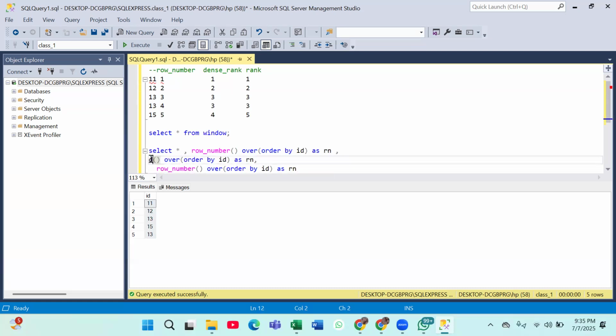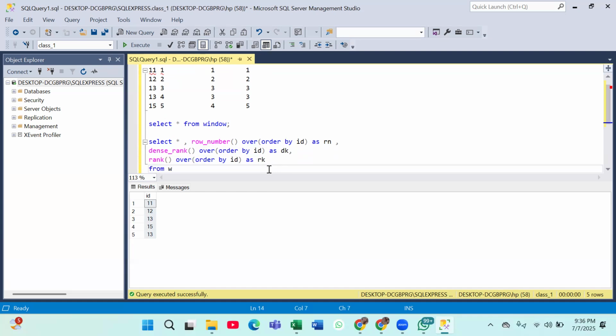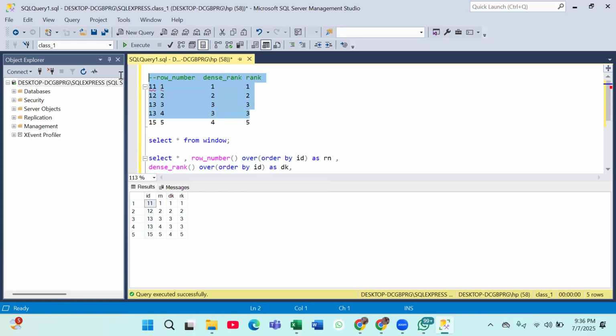We write dense rank and rank. It's from which table? It's from my table window. So here you can see that this is the result that we can see here. Is this clear with everyone in here? Then we will do some questions related to this.